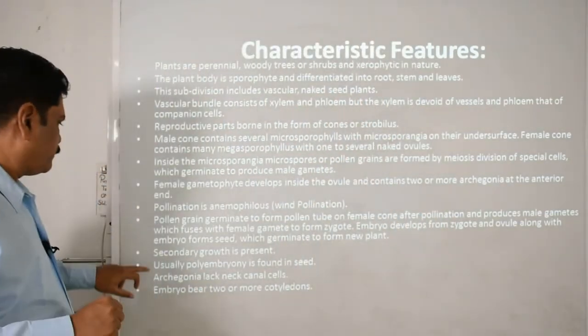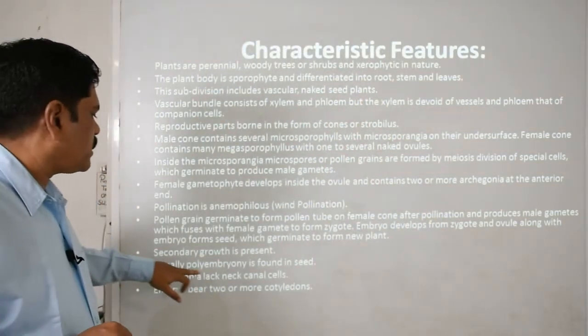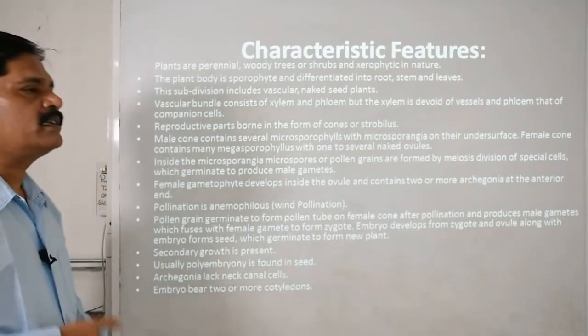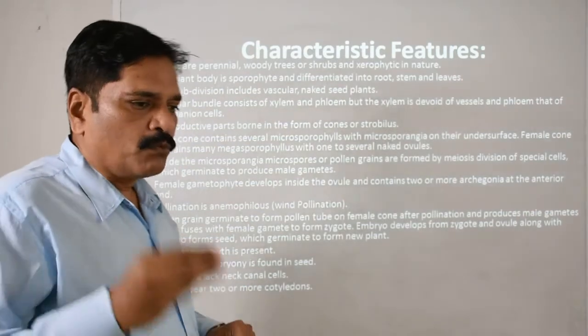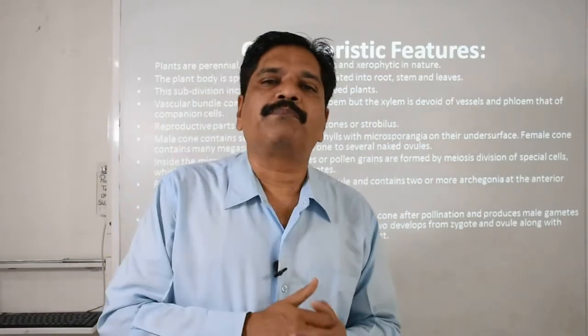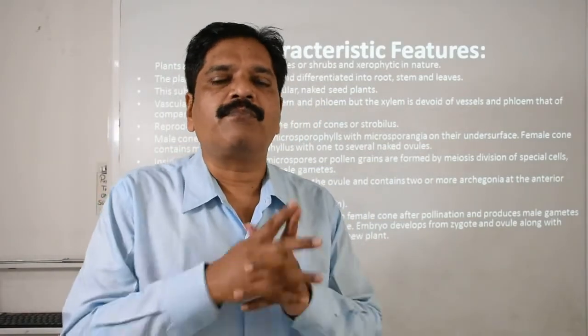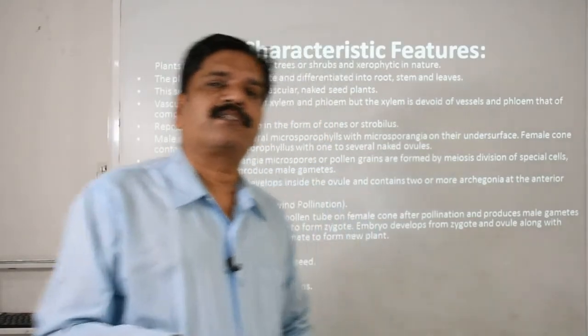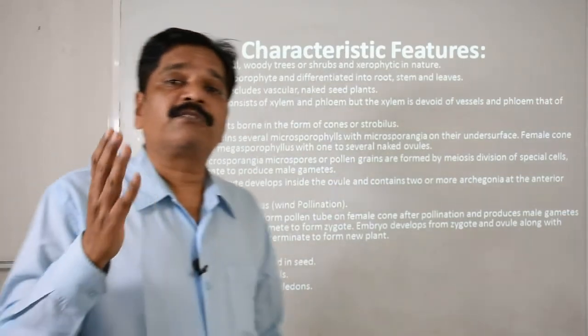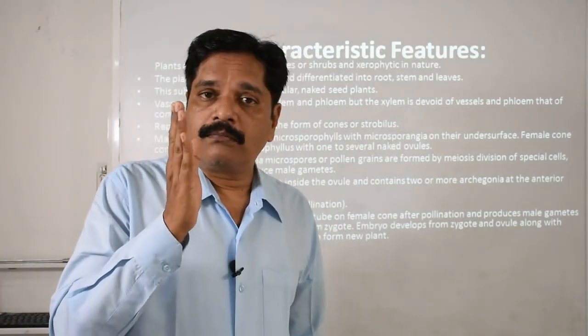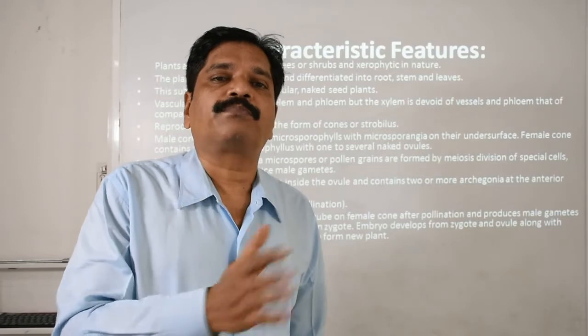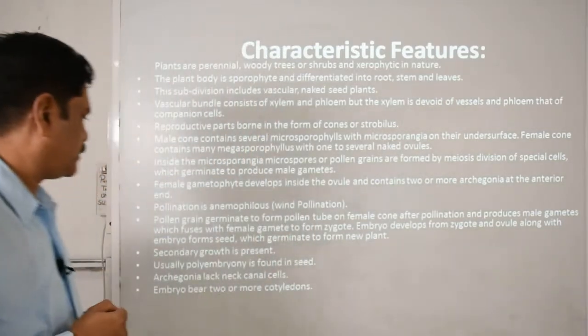Now then usually polyembryony is found in the seed. Polyembryony means what? More than 2 embryos are present in the same ovary or in the same seed, that is called polyembryony. It is one of the advantages and adaptations for the development of this one thing, clear.